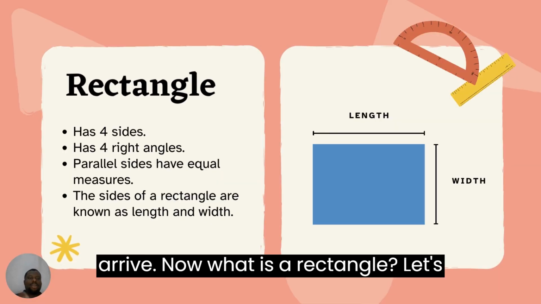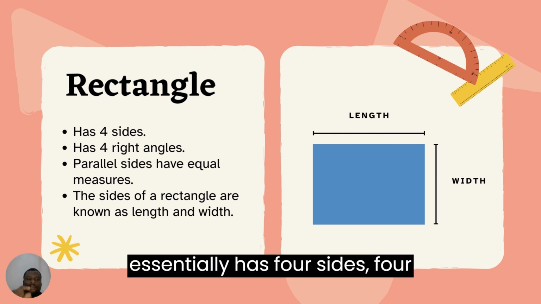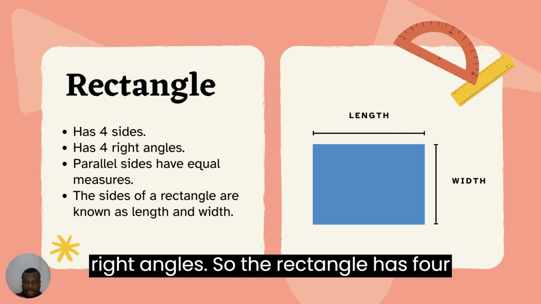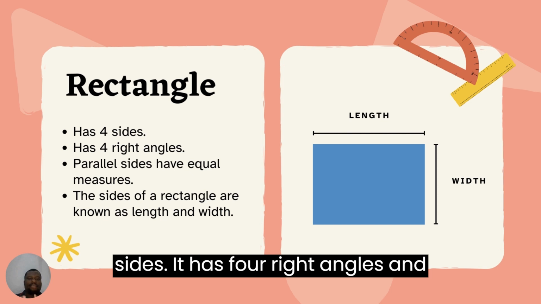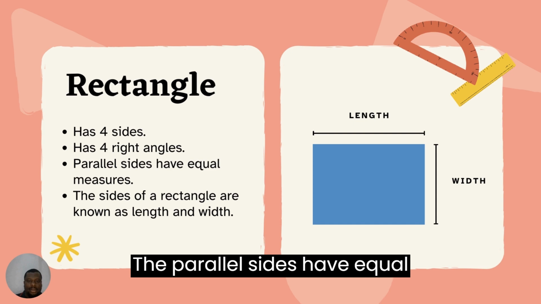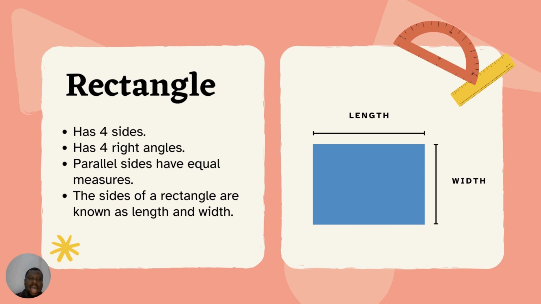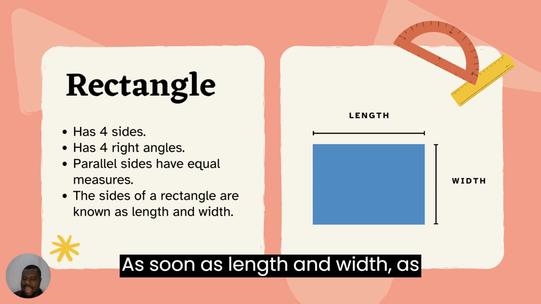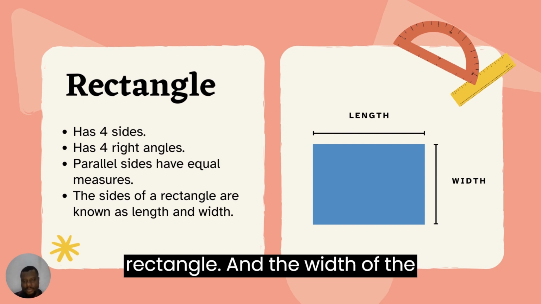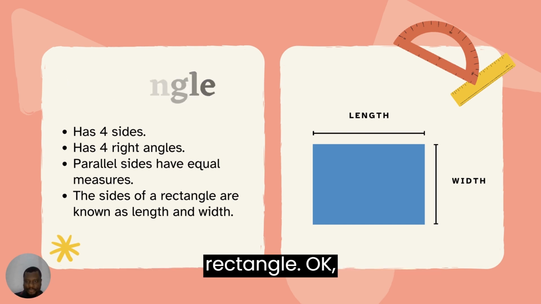All right. Now, what is a rectangle? Let's start with this. A rectangle essentially has four sides. Now, it has 4 right angles. So the rectangle has 4 sides, it has 4 right angles, and the parallel sides have equal length. The sides of a rectangle are shown as length and width. As you can see in this diagram by your right, you can see the length of the rectangle and the width of the rectangle. So these are the sides of the rectangle.